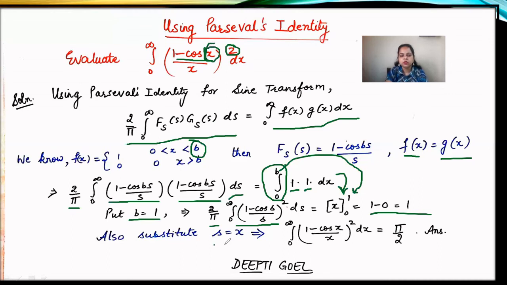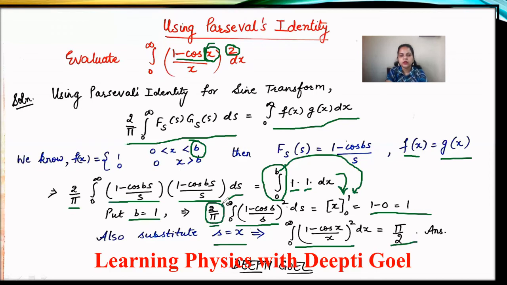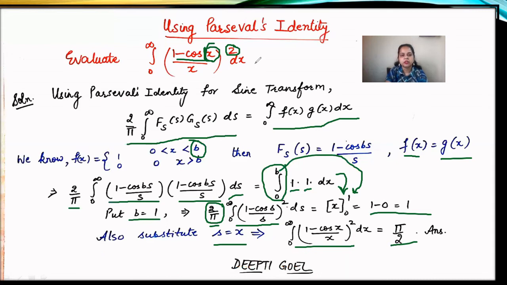So we make a substitution, let s be equal to x, so that the integral 0 to infinity of (1 minus cos x) by x square dx is equal to pi by 2. The 2 by pi is taken to the right hand side, so it becomes pi by 2. See how easily, by using the Parseval's identity, we were able to calculate this important integral.